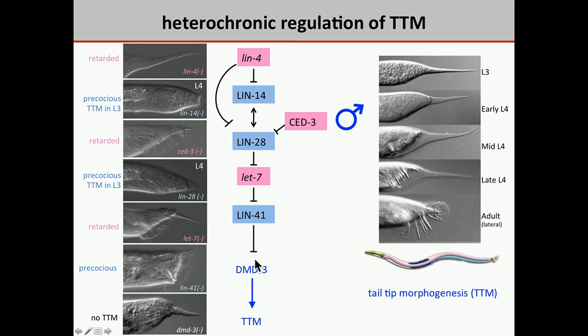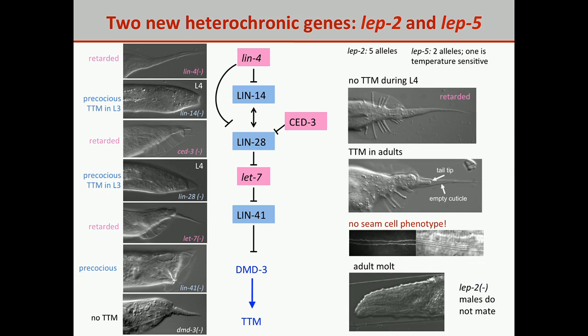That pathway feeds into a transcription factor, DMD3, which is the master regulator of tail tip morphogenesis. So looking at this process, we identified 2 new heterochronic genes with very penetrant retarded phenotypes. In these 2 genes, LEP2 and LEP5, the tail tip is entirely unretracted, so you can see this here, long and pointy. However, it does retract in adult males, which shows that LEP2 and LEP5 both are bona fide heterochronic genes.